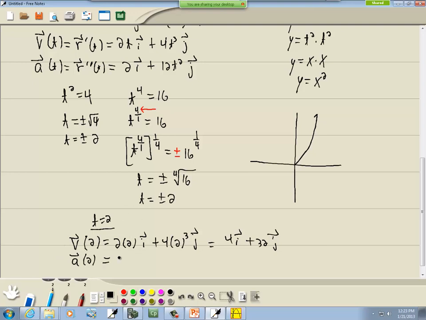And our acceleration. Well, we have 2i, so there's no t to plug into there, plus 12 times t squared, so 2 squared j. That gives us 2i plus, 2 squared is 4 times 12 is 48j.